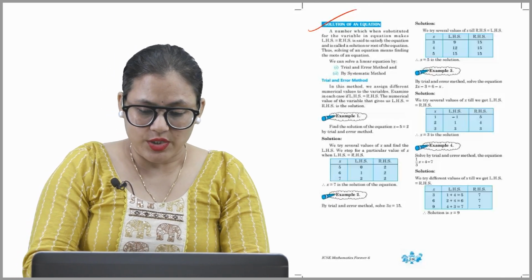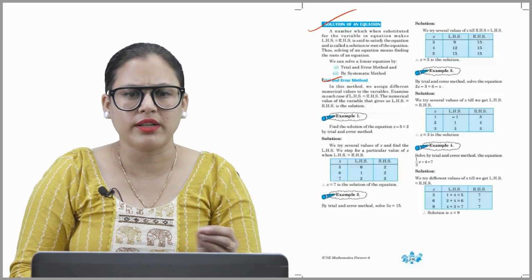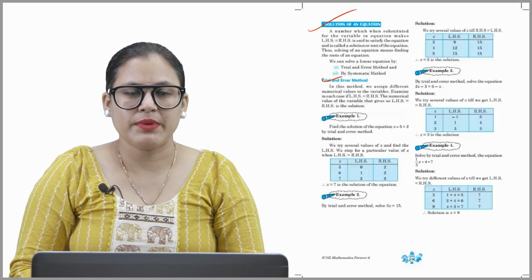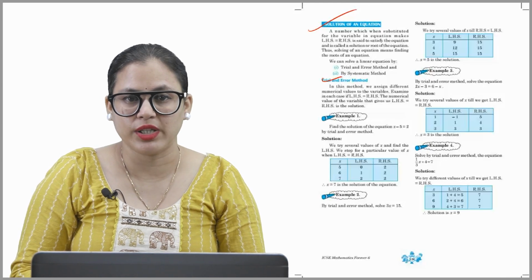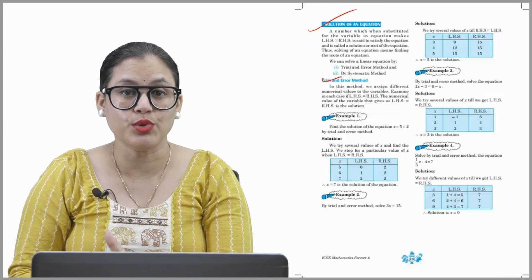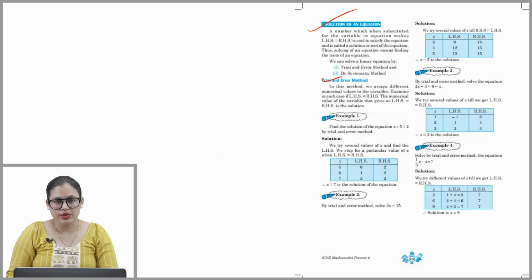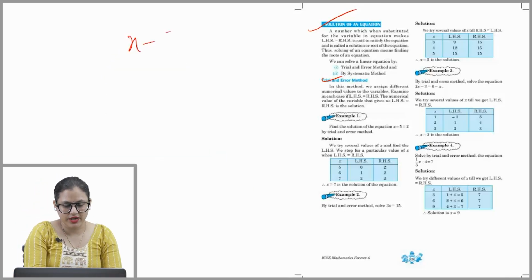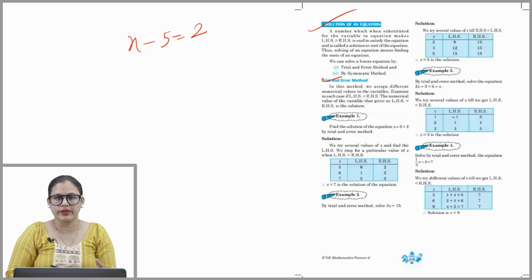Trial and error method. In this method, we assign different numerical values to the variables. Examine in each case if LHS equals RHS. The numerical value of the variable that gives us LHS equal to RHS is the solution. Example 1. For example, we have to find the solution of the equation x minus 5 equals 2. So we try several values of x, and then find the LHS. We stop for a particular value of x when LHS equals RHS.